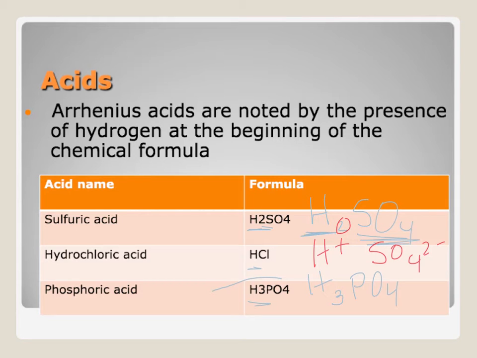Why do you think phosphoric acid is H3PO4? Well, what's the charge on phosphate? Go look it up on your periodic table. You'll see that phosphate is PO4 3-, so how many H pluses do you need to make that neutral? You need 3 of them, so that's why it's H3PO4. But again, the point is, see how they all start with H, and that's one of the ways we can say, hey, yeah, that's an acid.